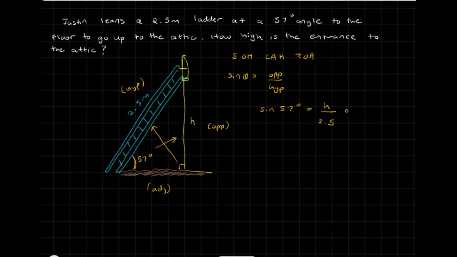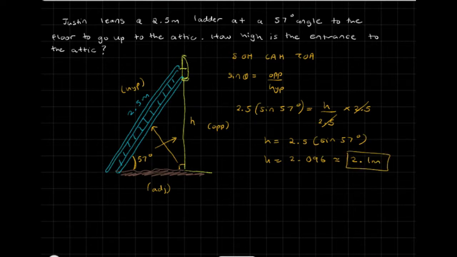If you want to solve for the height, I'm going to multiply by 2.5 to this side to cancel it out. Whatever I do to that side, I'm going to repeat to the other side. So h is equal to 2.5 times sine 57 degrees, and I'm just going to punch this in my calculator. Make sure that when you are multiplying this, you put brackets around the sine 57, so you get 2.096, approximately 2.1 meters. So how high is the entrance to the attic? It's approximately 2.1 meters. That's how you can apply trigonometry to word problems.